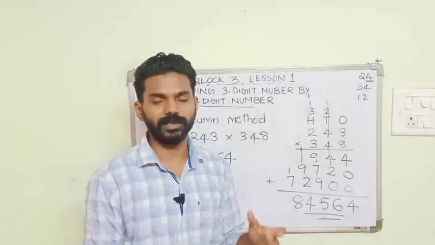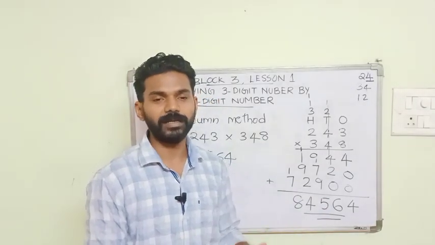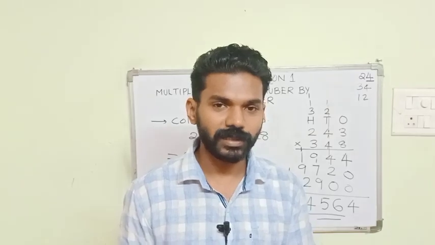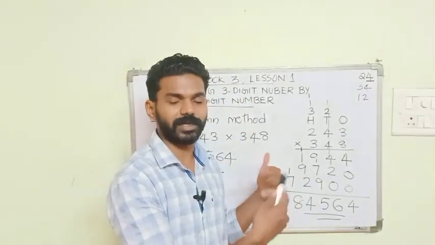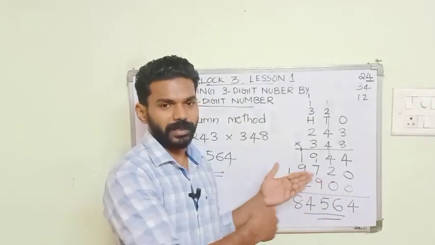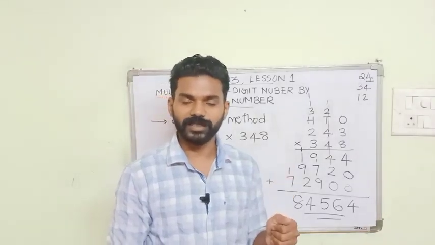So this is the right method in which a 3-digit number can be multiplied by another 3-digit number. Hope you all understood. Now you can construct your own questions and try practicing by doing all these steps. So let's see you in our next class.